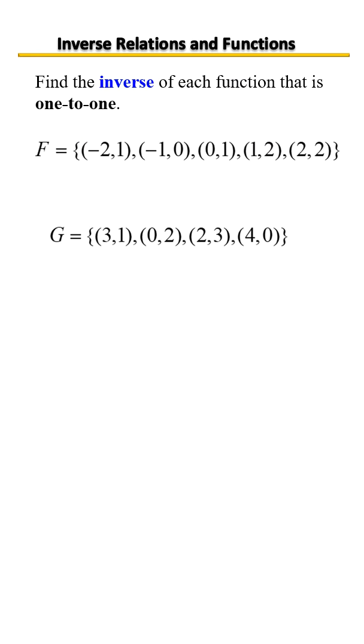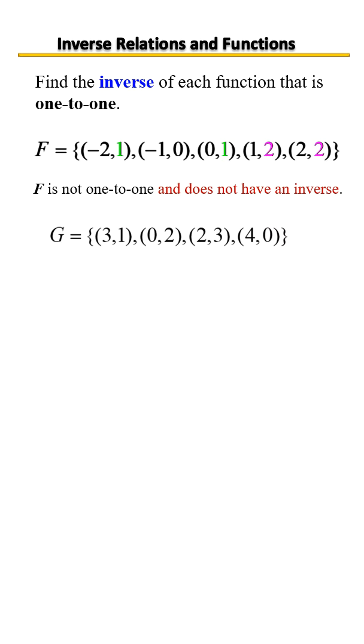Here we want to find the inverse of each function that is one-to-one. So recall, a function is one-to-one as long as no two y values repeat themselves. And in this function, we can see that the 1 and 2 repeat themselves. So it is not one-to-one, which means that it does not have an inverse.